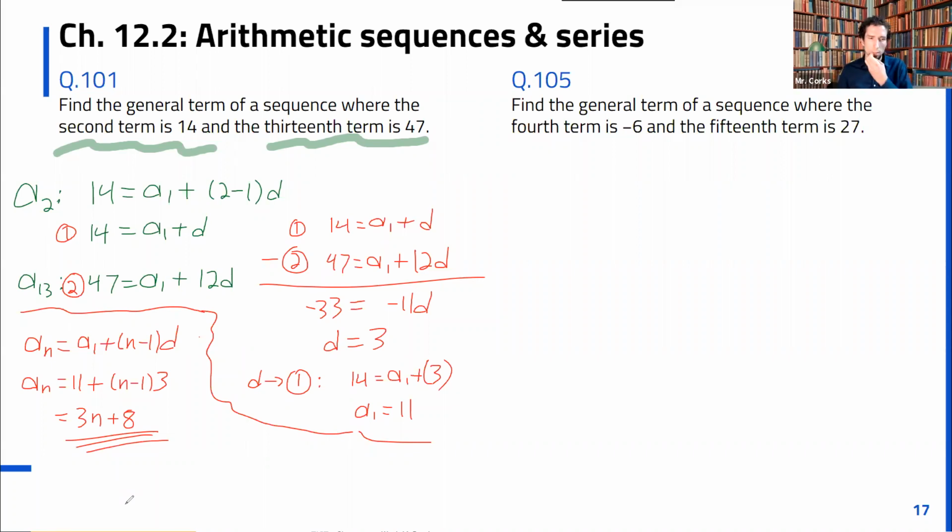So, a simple system of equations to solve this. We just use our general term formula twice, and then, sorry, 3 times, one more time to get the actual general term here. Go ahead, do the same thing on the right, please.